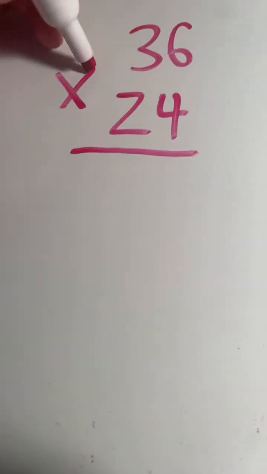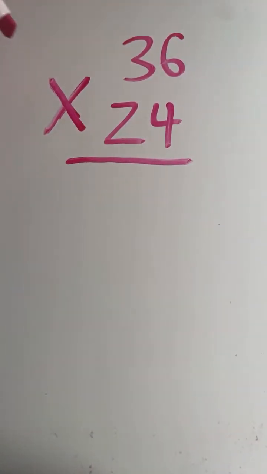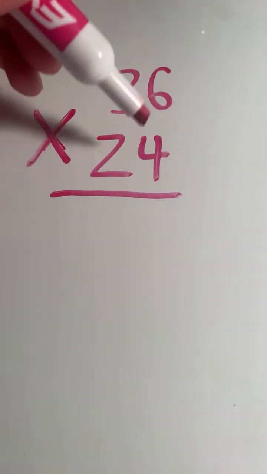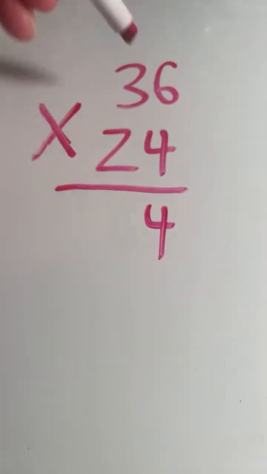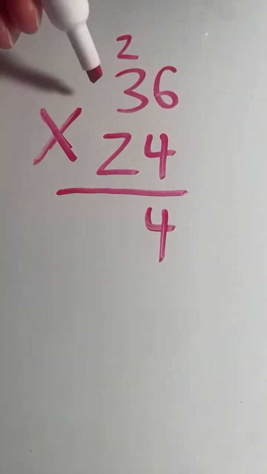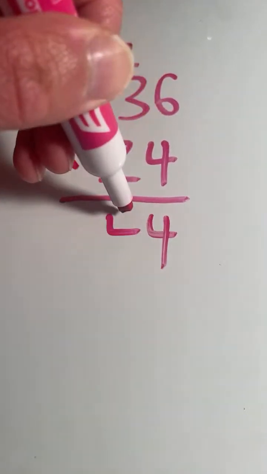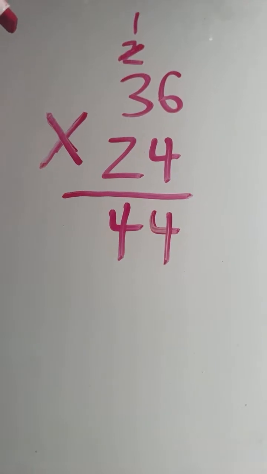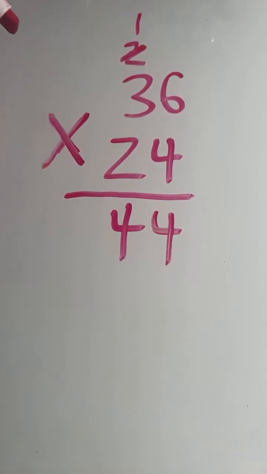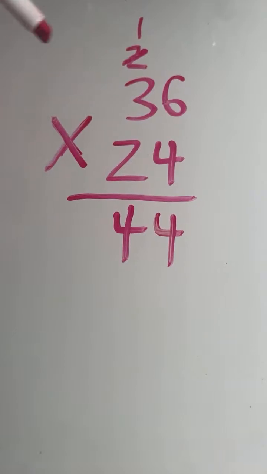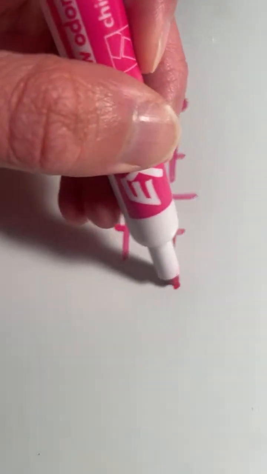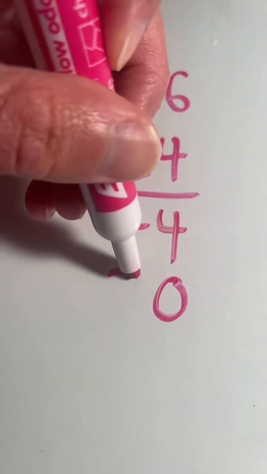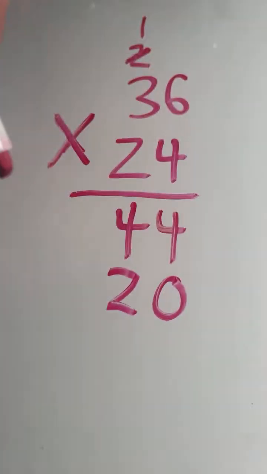All right, next example problem, we have 36 times 24. So we're starting in the ones place. 6 times 4 equals 24. 4, carry the 2. 3 times 4 equals 12. Plus 2 equals 14. 4, carry the 1. I'm going to put a 0 in the ones place now since both digits in the ones place have been multiplied. 6 times 2 equals 12. 2, carry the 1.